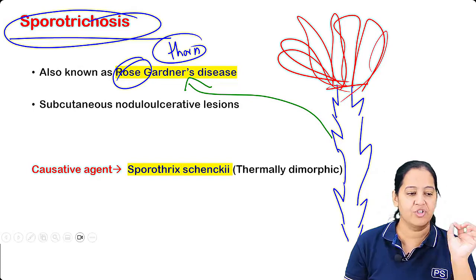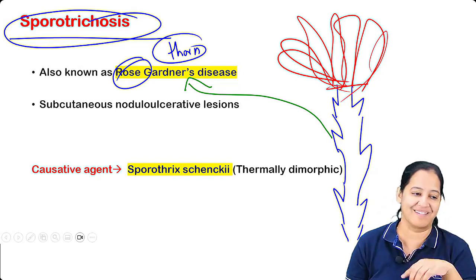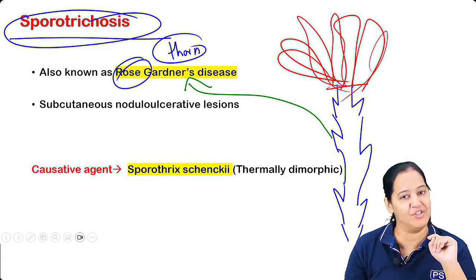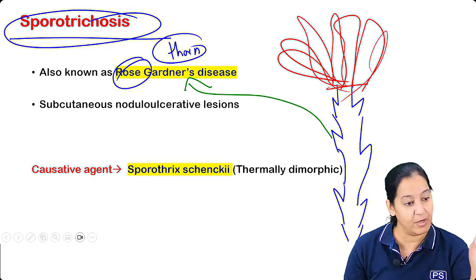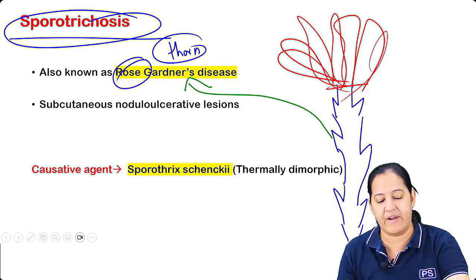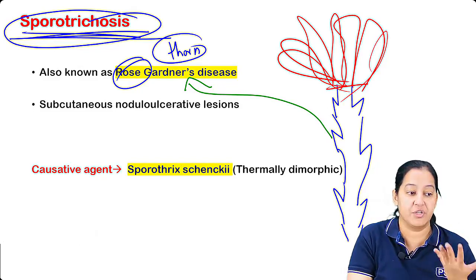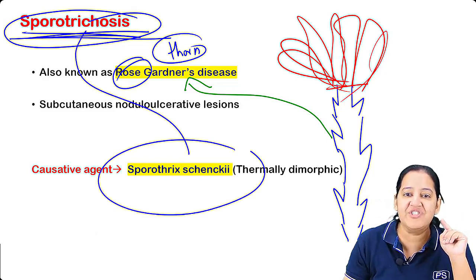So you can get a question starting like that, a rose gardener. It occurs especially in the gardener, specifically the rose gardener. So rose thorn prick, you can write it down if it is not written. Sporotrichosis is the name of the disease. Who is the causative agent? It is Sporothrix schenckii.